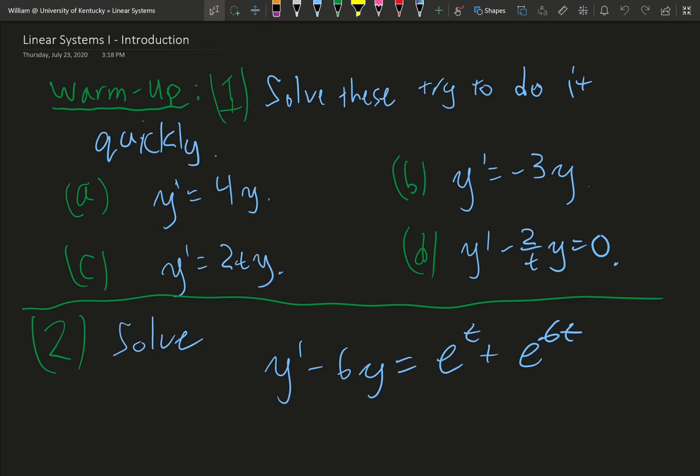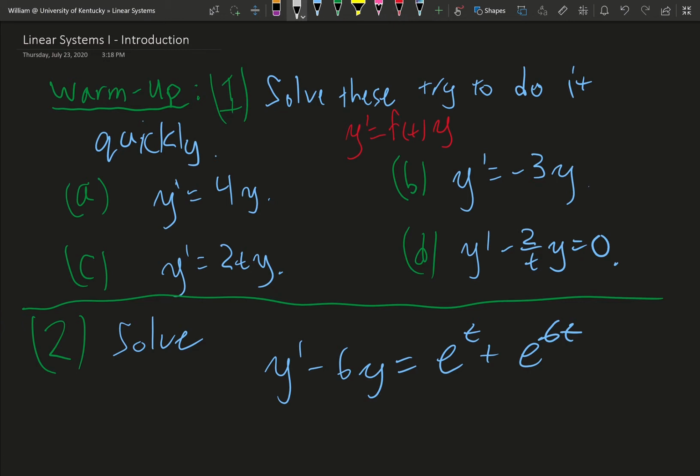To do a quick warm-up, we're going to do a quick review of some stuff from the very first part of class. I just want you to solve these as quickly as possible. All of these are y prime equals some function of t times y. Really, I just want you to remember what the form of functions like this looks like. So try to do it as quickly as possible. If you can remember the formula, just use it.